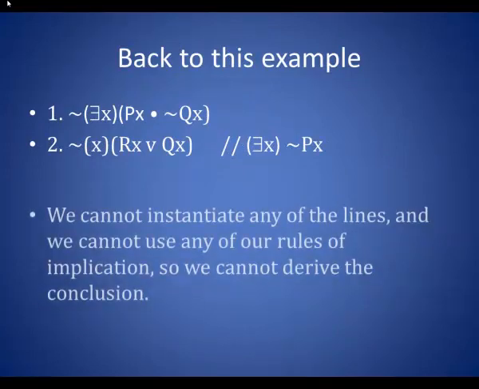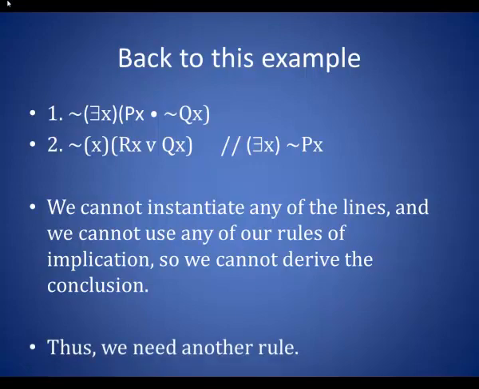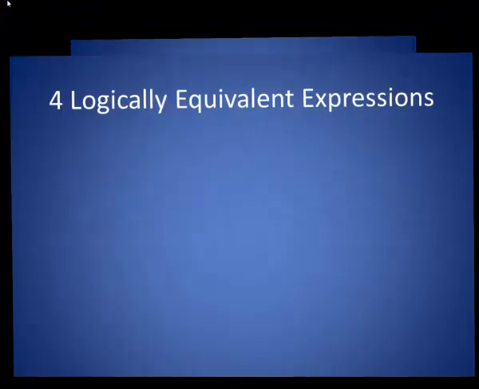So let's go back to the example. We cannot instantiate any of the lines, and we cannot use any of our rules of implication, so we cannot derive the conclusion. So we're going to need one more rule. Change a quantifier rule. Sometimes you'll hear me call it exchange of quantifier. Sometimes you'll hear me call it quantifier exchange. It's represented by capital letter C, capital letter Q. Change a quantifier rule or a quantifier exchange.